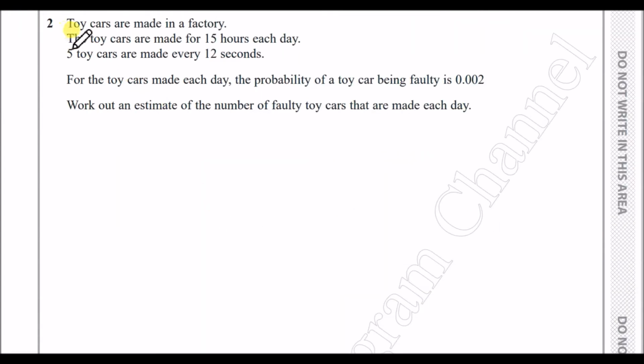Now, 2. Toy cars are made in a factory. The toy cars are made for 15 hours each day, and 5 toy cars are made every 12 seconds.